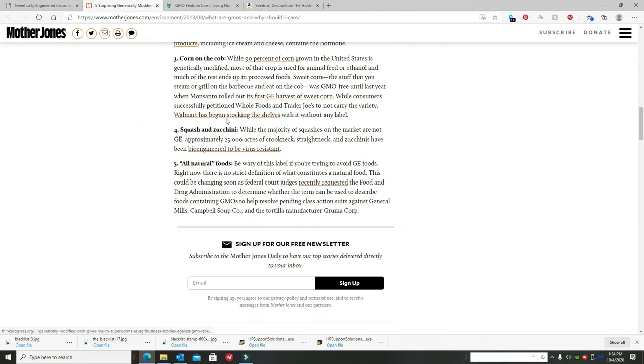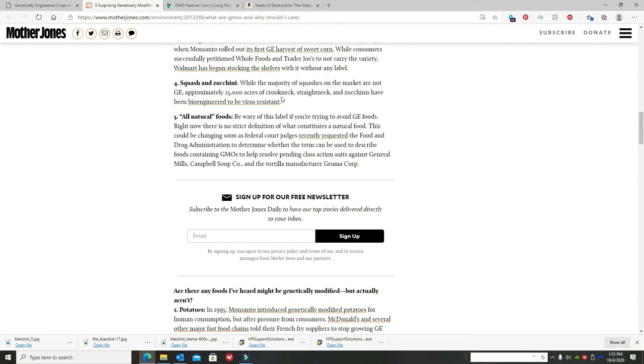Now Walmart, if you look hard at Walmart, you can find some Libby's corn that's non-GMO. And it's funny, it's 88 cents a can here. If you go to Whole Foods, the same can is going to cost you about $5. Zucchini and squash. I know from gardening, most of your crookneck, more crookneck than straight neck, more zucchini than crookneck or straight neck, they are bioengineered. They're not real food. All natural foods.